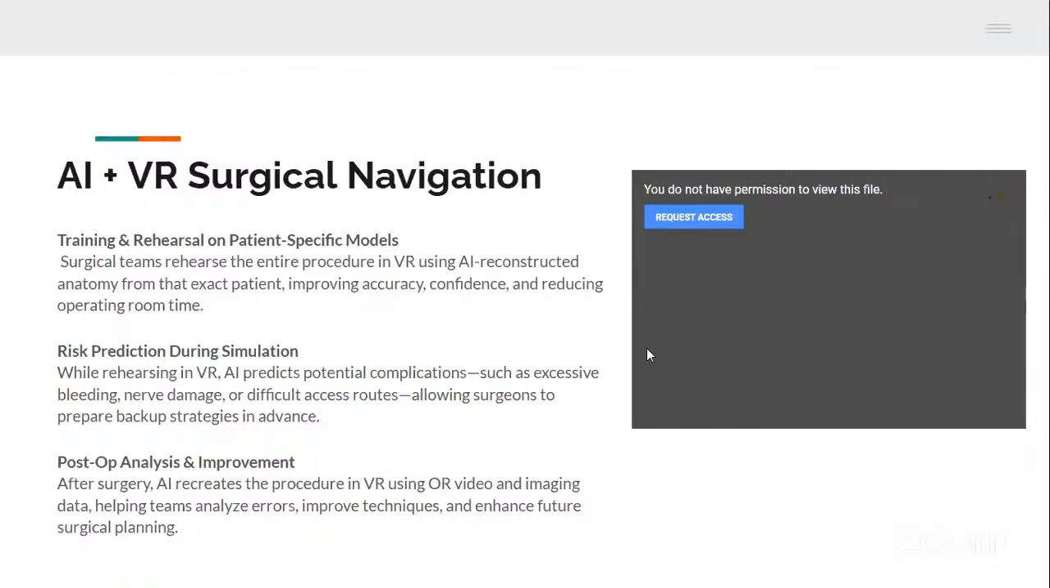So post-op analysis and improvement. After surgery, AI recreates the procedure in VR, and then it can help the team to analyze the errors, and it will be super useful for learning the particular surgery. So this will improve the techniques and the plans for surgery in the future. Next slide.